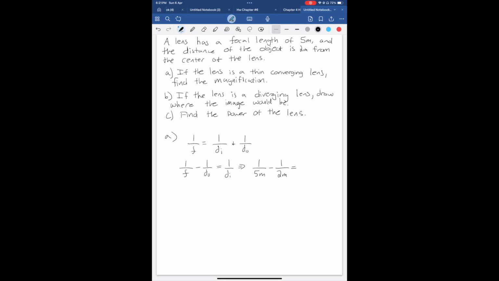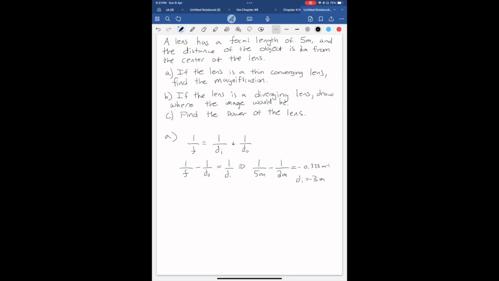plug it into my calculator. Equals negative 0.33 meters, or roughly 3 meters.